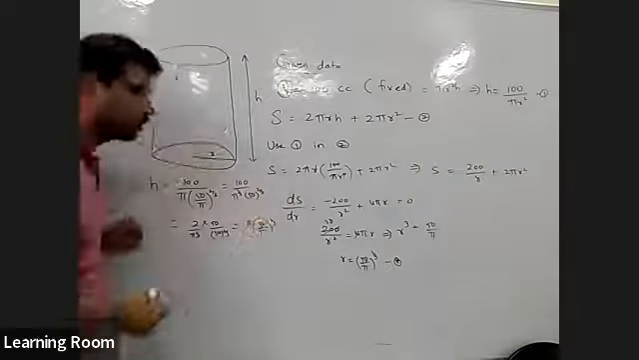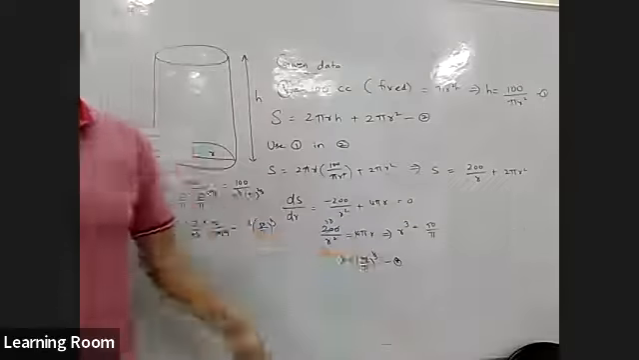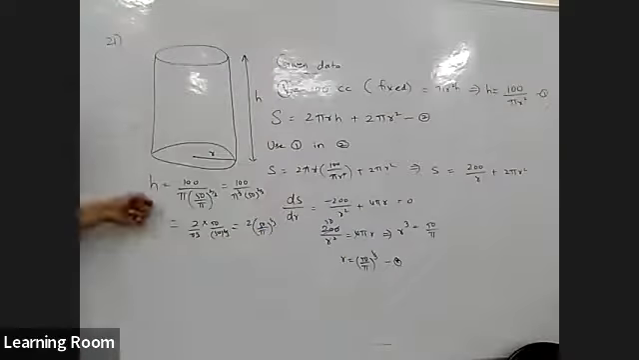So check the answer. Radius should be 50 by pi the whole power 1 by 3 and height should be 2 into 50 by pi the whole power 1 by 3. Is that the answer?